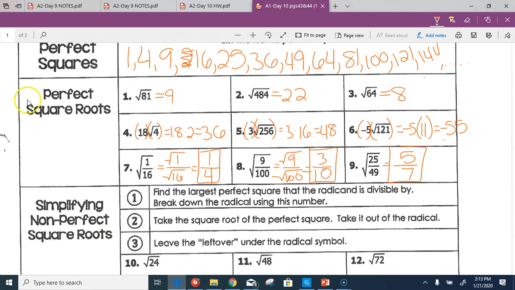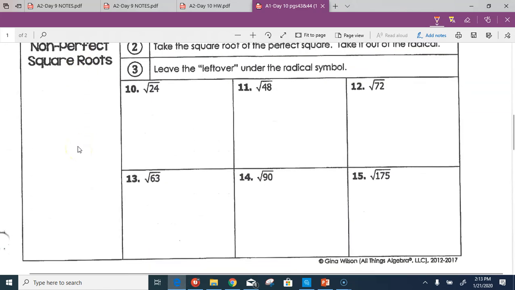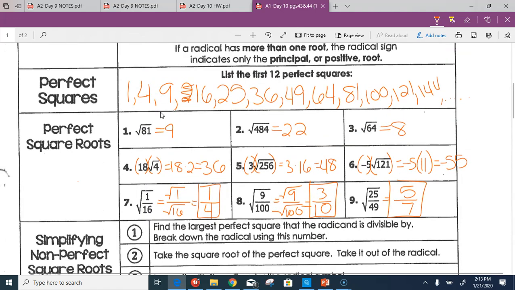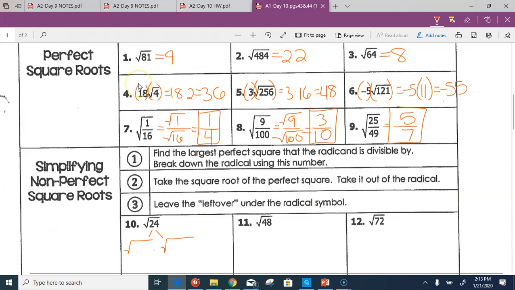Now, what happens when we have non-perfect square roots? Here's where you have to use that table on the very top. So what you want to ask yourself is, for number 10, since 24 is not a perfect square, what perfect square times another number will equal 24? If I go to my list on top, the biggest number that goes into 24 out of this list would be 4.